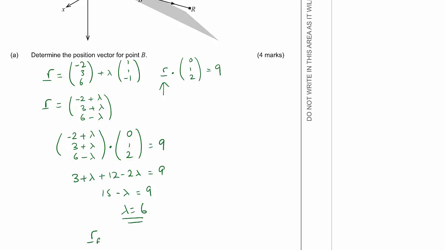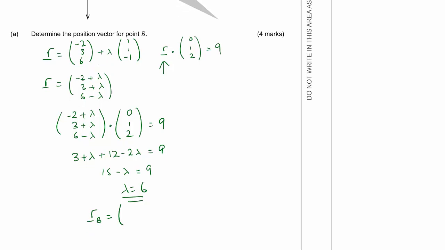So the position vector of point B, if lambda is 6, is -2 add 6, which is 4, 3 add 6, which is 9, and 6 take away 6, which is 0.